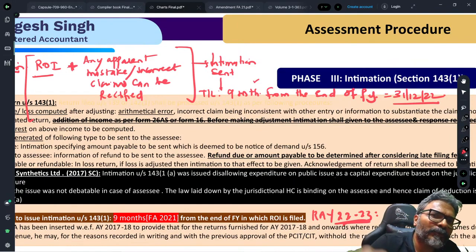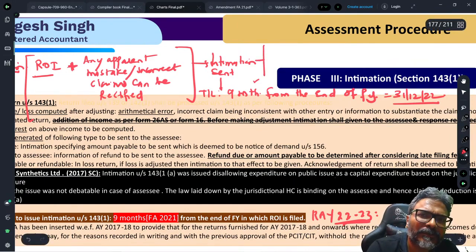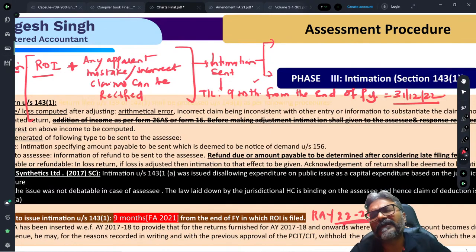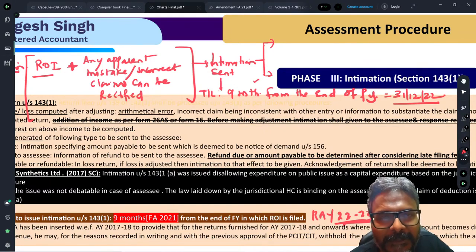Now, when you send the intimation, students, the intimation sent could be of two types. Three types, but I am going to write only for two types. The three types would be the nil return. If there is a nil return completely and there is no rectification of the apparent mistake in the ROI, then your acknowledgement in the case of a nil return can be deemed to be an intimation.